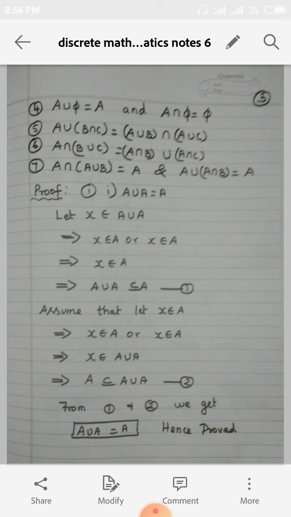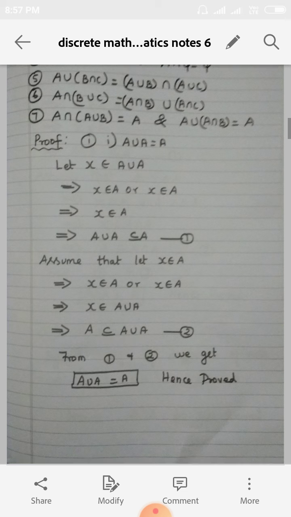The second one, you have to prove the converse part. So assume conversely. Let us assume X belongs to A. That is, we have to assume the right hand side, X belongs to A. So X belongs to A means X belongs to A or X belongs to A. Just we have to prove it as a reverse part. This implies X belongs to A union A, or A contains or equal to A union A. So from 1 and 2 we get A union A is equal to A.